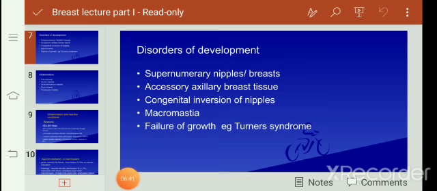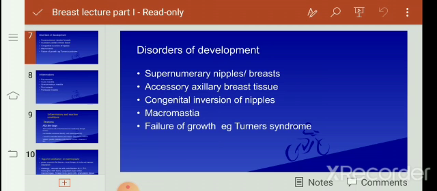Now the next category is accessory axillary breast tissue. What is accessory axillary breast tissue? It means breast tissue is present in the axilla. Sometimes normal breast tissue can extend into the subcutaneous tissue of the chest wall or into the axillary fossa.